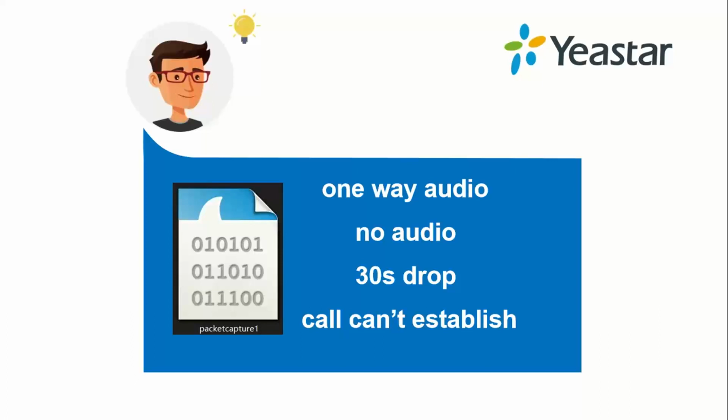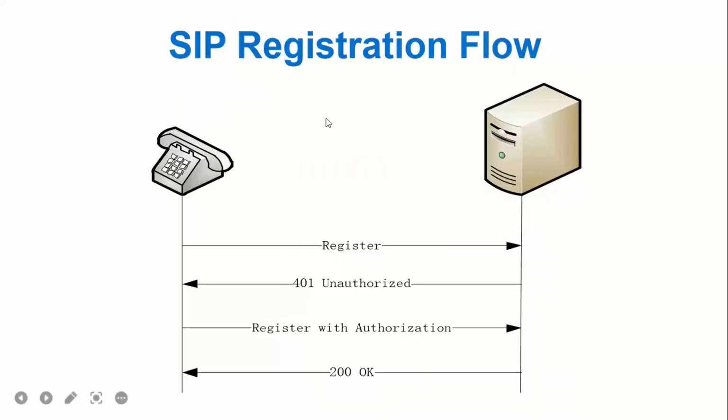So first we will go to SIP registration. The SIP registration flow is quite easy, so you can check this one. Just 4 steps, all right. On the left side, you can see this is my IP phone or your softphone, and on the right side, this is our SIP proxy. This is our Yeastar PBX.